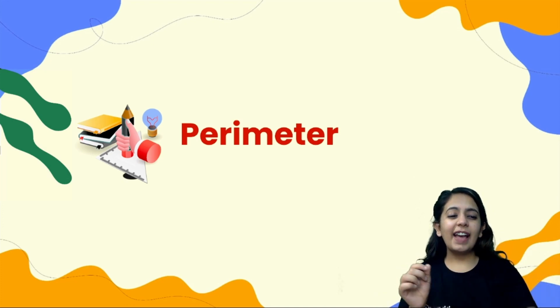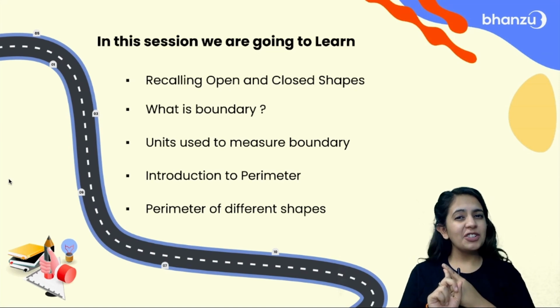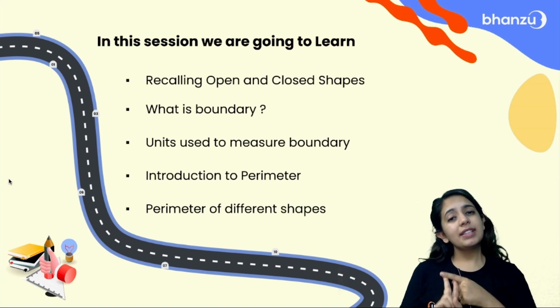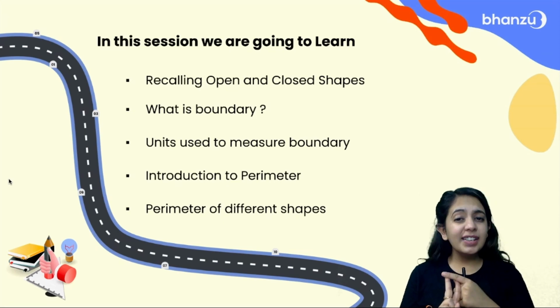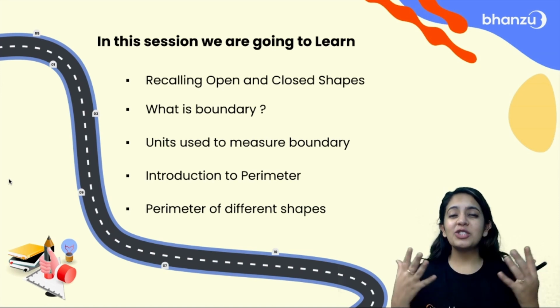So let's begin, and the topics of the day are, first we're going to recall open and closed shapes, then we're going to discuss about boundary, what is a boundary, how to measure it, what are the units used to measure boundary, then we are going to jump to the perimeter. What is a perimeter, how to find perimeter of different shapes.